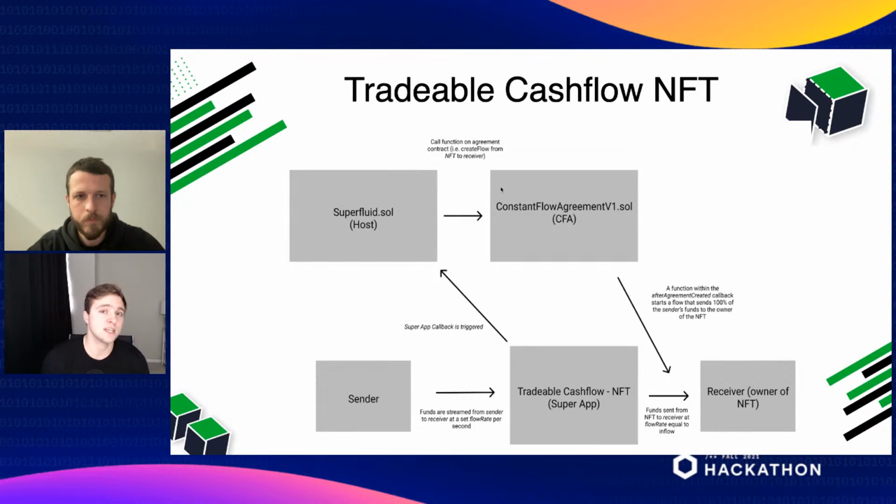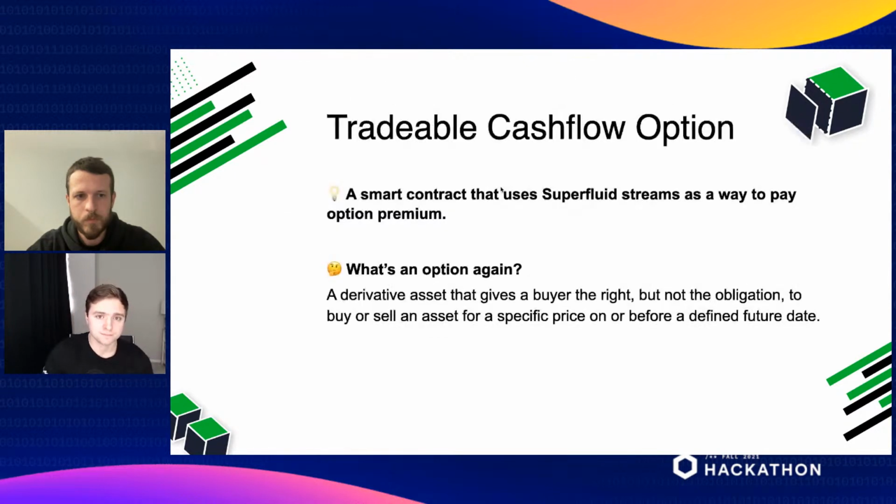Because it's an NFT, you can trade this around. We have logic, which you'll see if you dig into our repo, that will redirect all the funds to the new owner of the NFT whenever it's traded. So what we'll do is extend upon it to build a tradable cash flow option contract. This is really just a smart contract that uses Superfluid streams as a way to pay for the option premium, the cost to keep the option open.